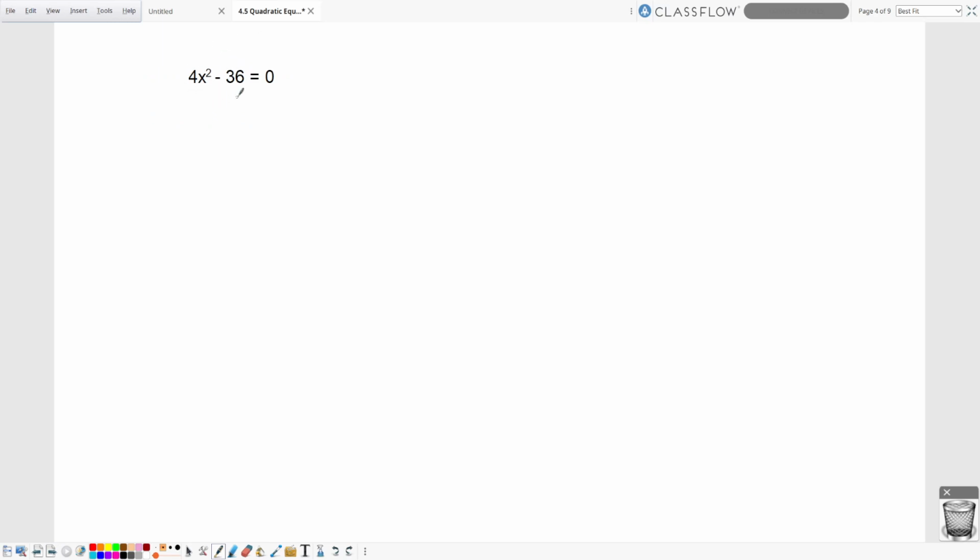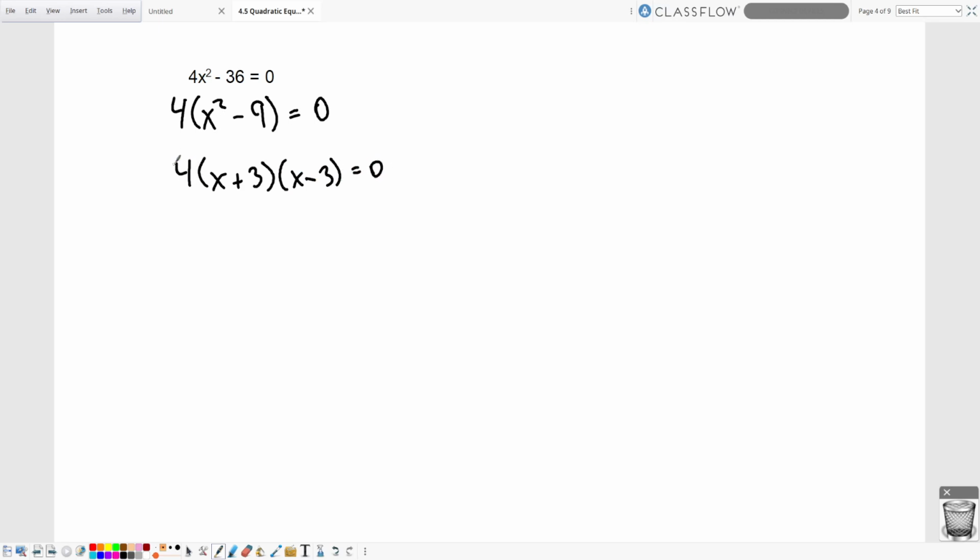So here we have a difference of squares, which actually has a greatest common factor. So the first thing I'm going to do is I'm going to factor out my greatest common factor. 4 and 36 are both divisible by 4. So you get x squared minus 9 is equal to 0. Then I'm going to take this x squared minus 9 and factor that. So on the outside you have 4, x plus 3, x minus 3 is equal to 0.